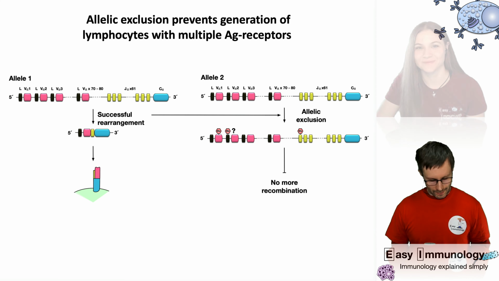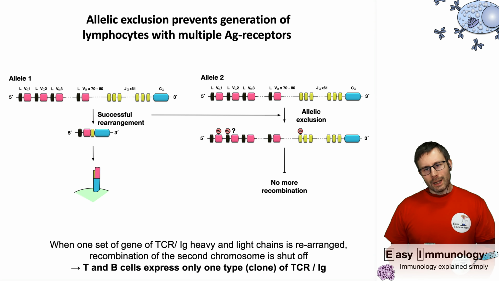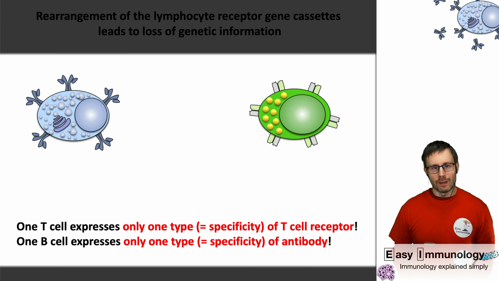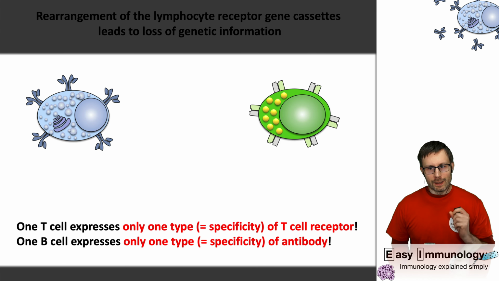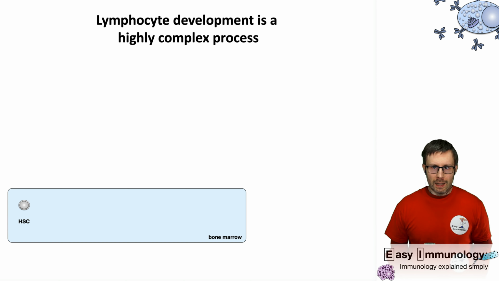Okay, so from these allelic exclusion results, one T cell, also one B cell, only expresses one type of T cell receptor. So this is the question that Hannah asked in the beginning. Of course, there are several thousand, several 10,000 T cell receptors and B cell receptors on every cell, but they are always the same because of this allelic exclusion.